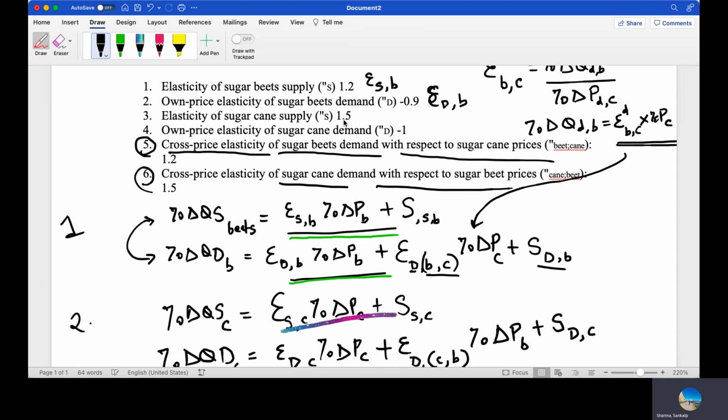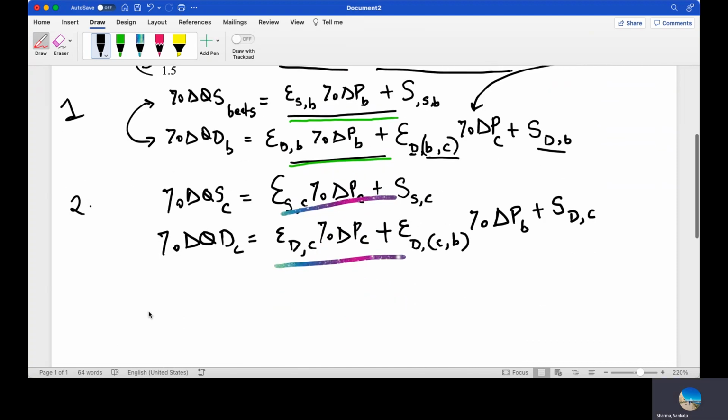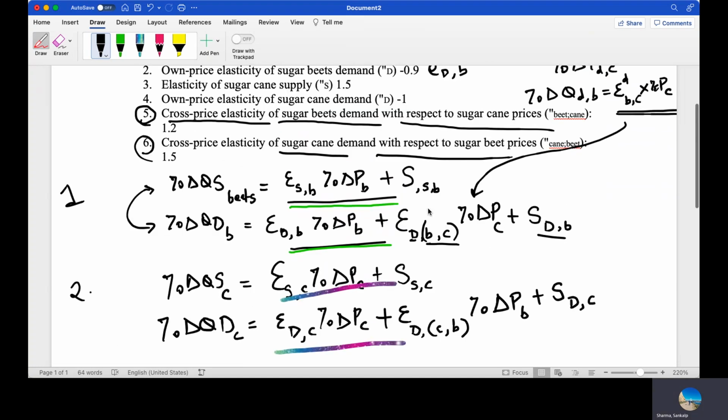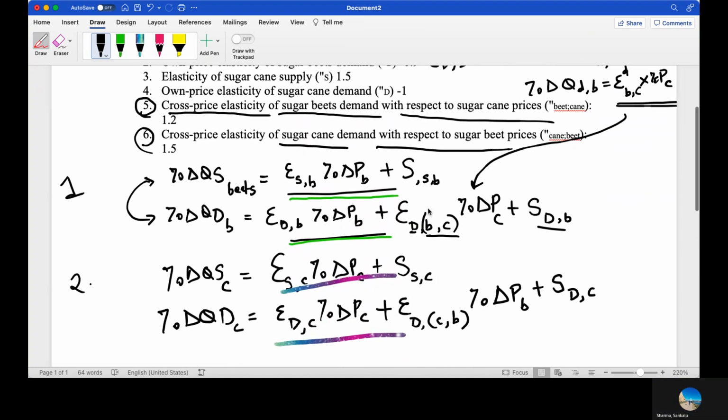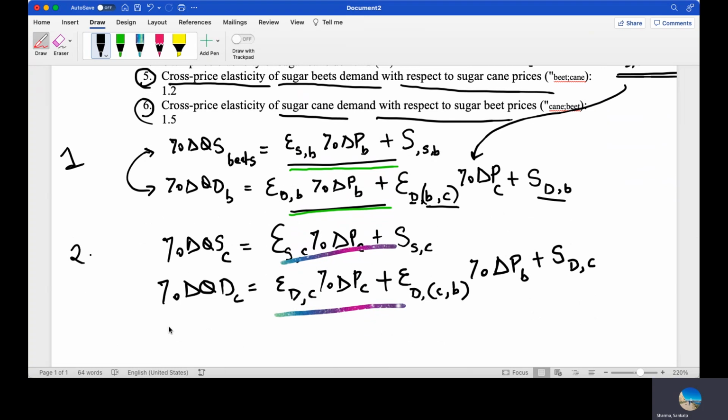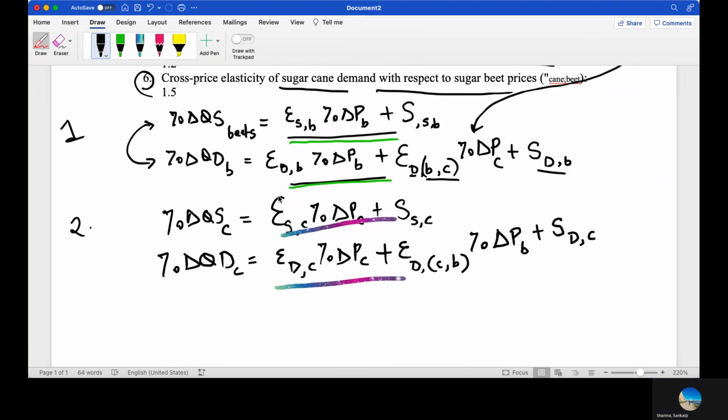What is the elasticity of sugarcane supply? That's for the next equation. And then we already know what the cross price elasticity is. And that's all there is to it. So we go up here. That is 1.2. So 1.2 times the percentage change in the price of beets. So we don't know that. We're trying to figure that out.